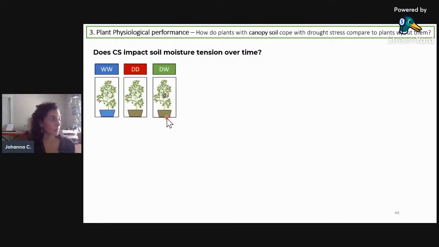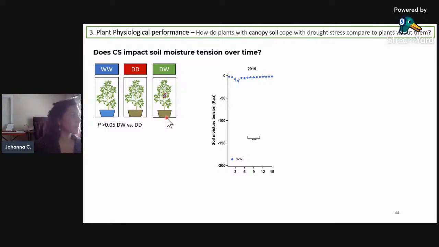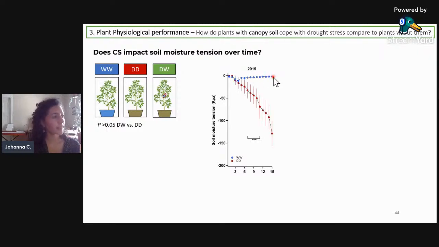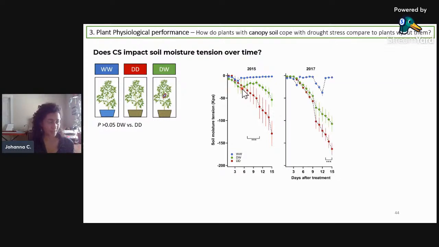So these were our results. The y-axis is soil moisture tension in kilopascals, and the x-axis is the days of the experiment. The well-watered plants are maintained constant. The completely dry plants, as expected, changed because they were completely dry. But the canopy soil plants didn't change as much as the completely dry plants, which was very interesting since we didn't water the pots.